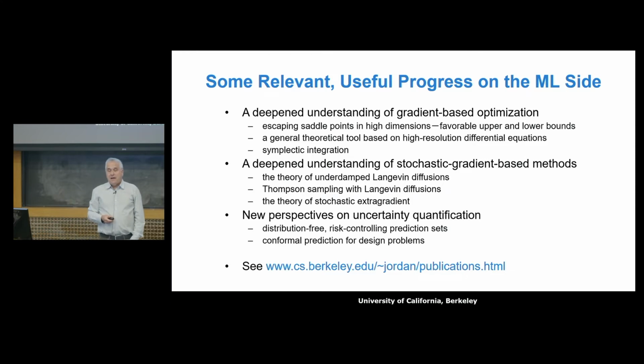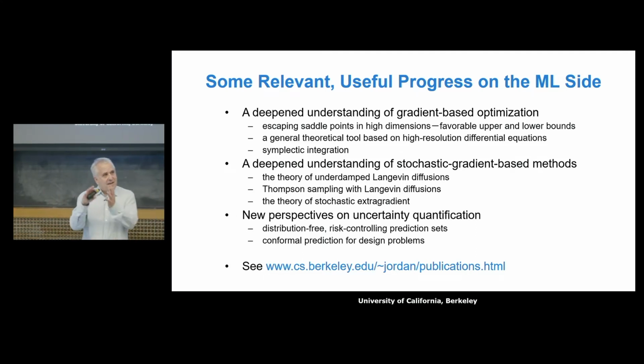And then lastly, I may mention at the end of the talk, we have a new perspective on uncertainty quantification. It's not classical Bayesian, and it's not classical bootstrap. It's something a little bit different. And it's really working at large scale, and I want to maybe allude to that. It allows you to get risk control, not just error bars.